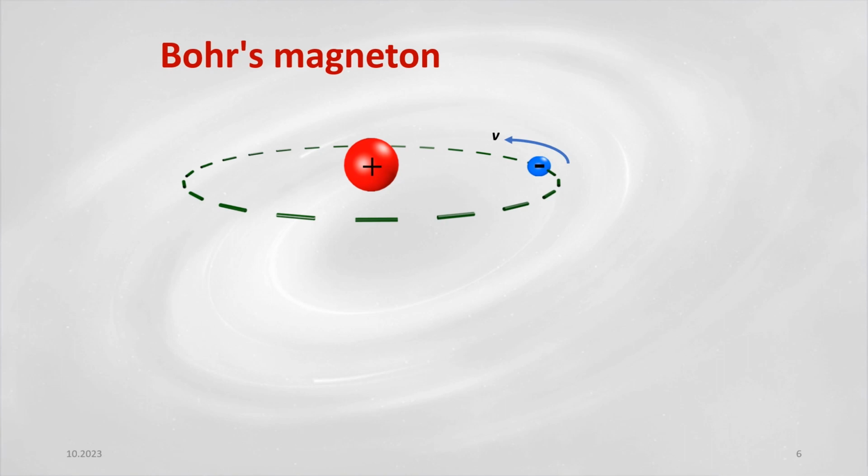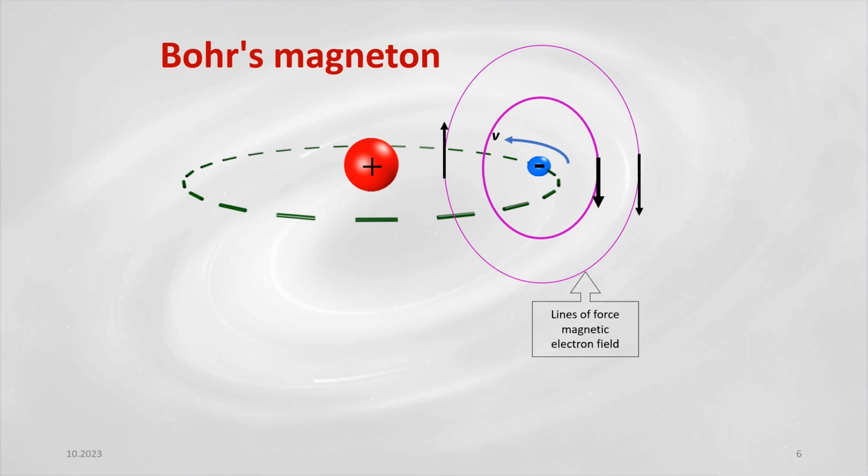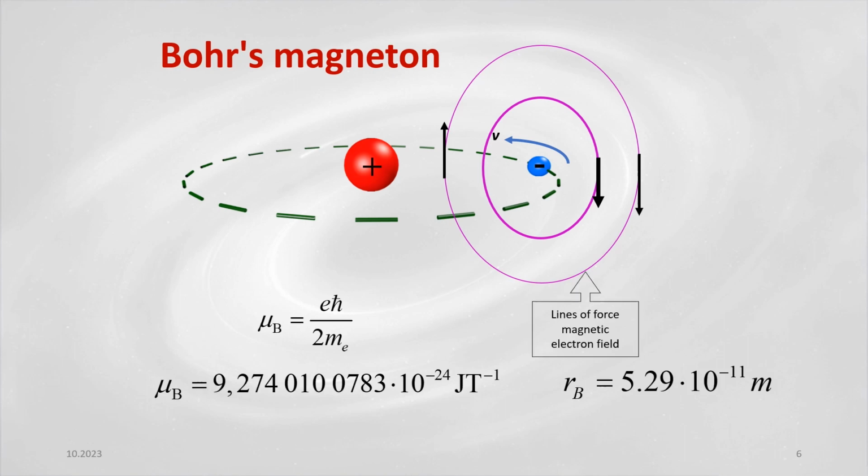Regarding the magnetic moment of the electron, among the physical constants of particles, we find the so-called Bohr magneton. It represents the orbital magnetic moment of the electron of a hydrogen atom and is derived from the orbital angular momentum of Bohr's model of a hydrogen atom with a radius of 5.29 × 10⁻¹¹ meters.